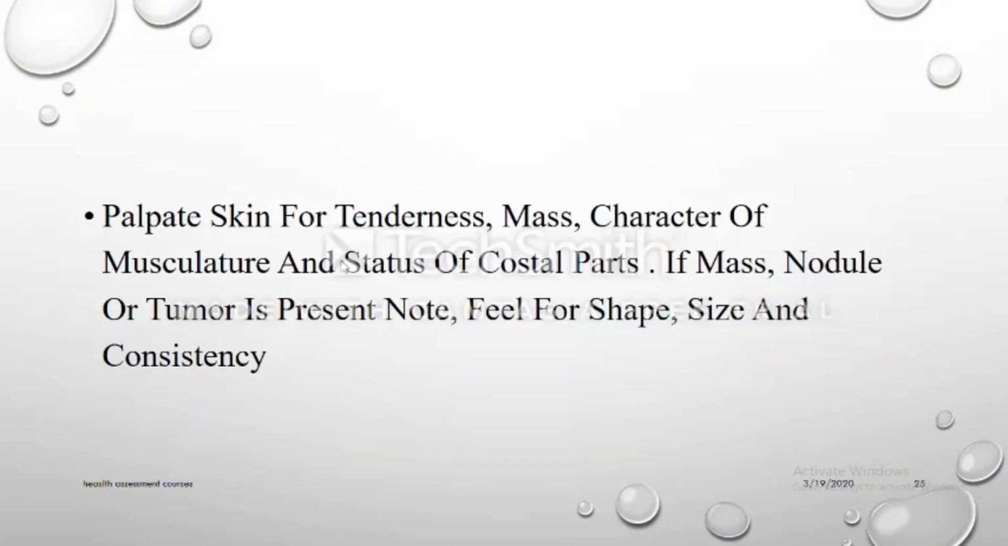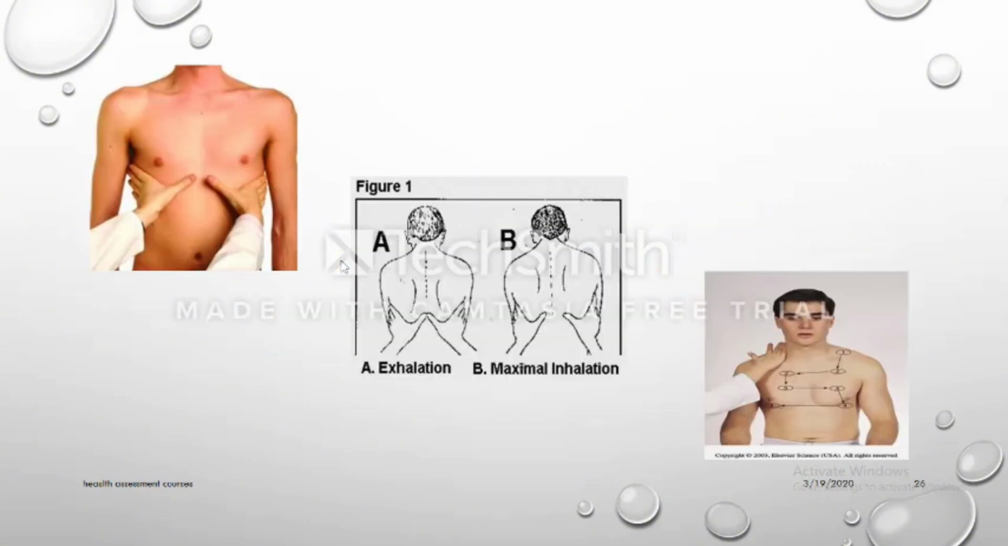Palpate the skin for tenderness, mass, character of musculature and status of costal parts. We do this assessment for tenderness, mass, character of musculature and status of costal ribs. If a nodule or tumor is present, note and feel for shape, size and consistency.